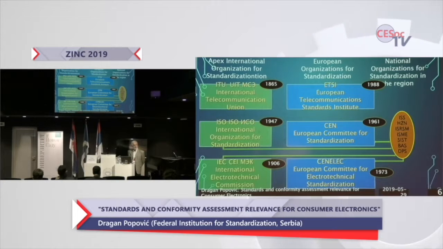ISO is young, after the Second World War. There were attempts after the First World War, the International Standards Association, but it was disbanded, and after the Second World War we have the main player, ISO. ISO is not an abbreviation, it comes from the Greek word isos, meaning equal, the same. So ISO in Russian, ISO in French, always ISO, it is not changed.